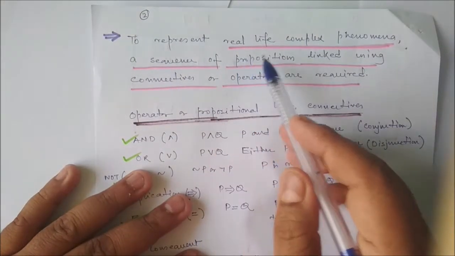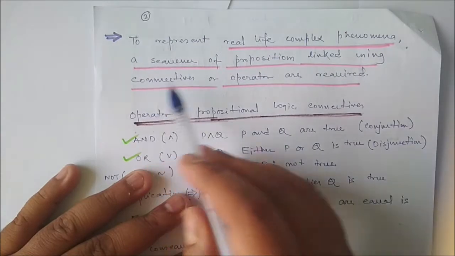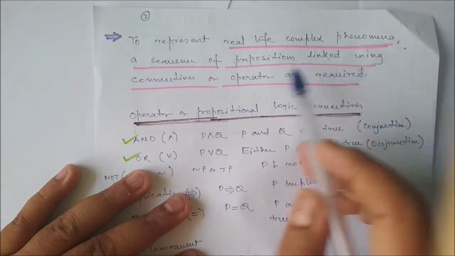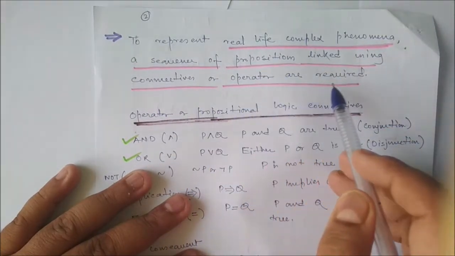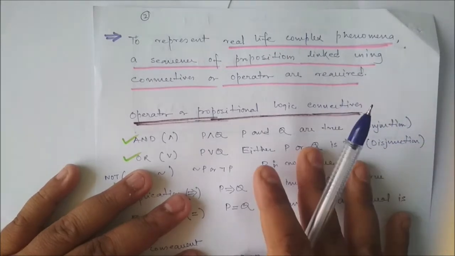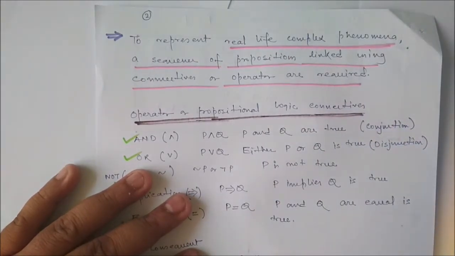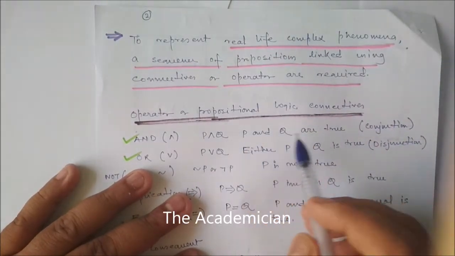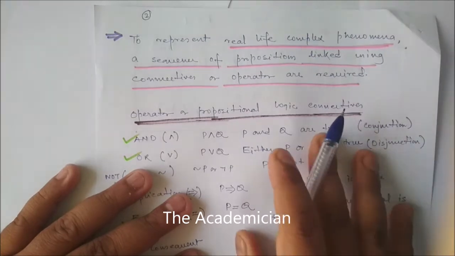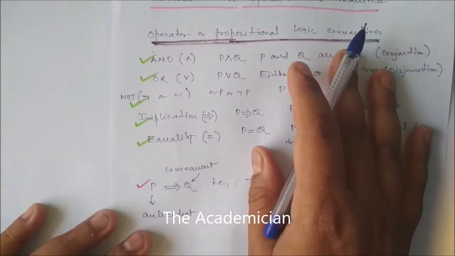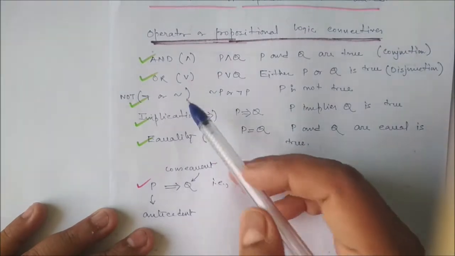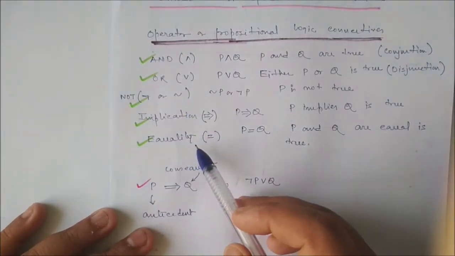To represent real-life complex phenomena, a sequence of propositions linked using connectives or operators is required. So definitely we need operators to link all those propositions. Now, the operators are AND, OR, NOT, implication, and equality.